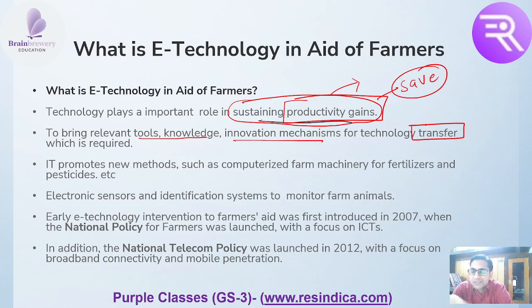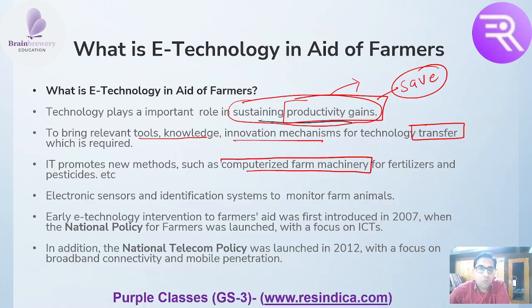You know that since we are living in a connected world, some places like USA, Australia, Japan, various places, are utilizing various important innovative tools for their agriculture. So we will be getting all these in the form of technology transfer. We can invest in this and we can develop our own indigenous technologies, and utilize them in our own farms. So IT also promotes computerized farm machinery.